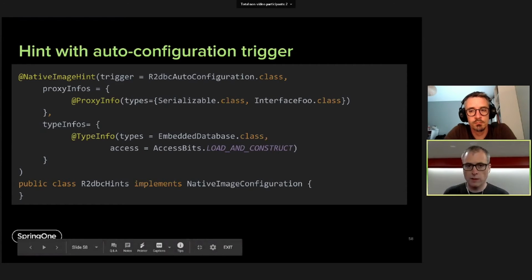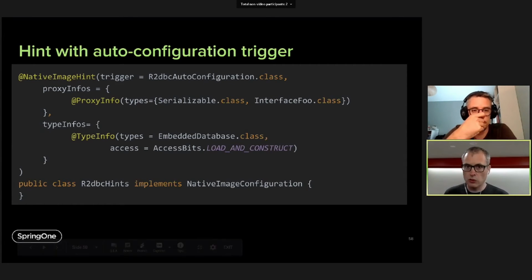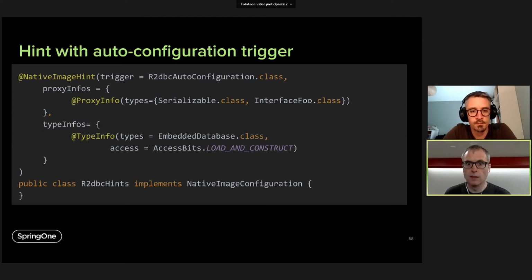So if R2DBC auto configuration passed its conditional on class check, that means it's active. Therefore, we trigger this hint, and this hint says, I need a proxy for serializable.class and interface foo.class. So a JDK proxy will be built and included in the image. With these type references, if someone upstream changes the name of interface foo, this project will fail to compile because of that reference. That's different to if it was hidden in a string in a JSON document.